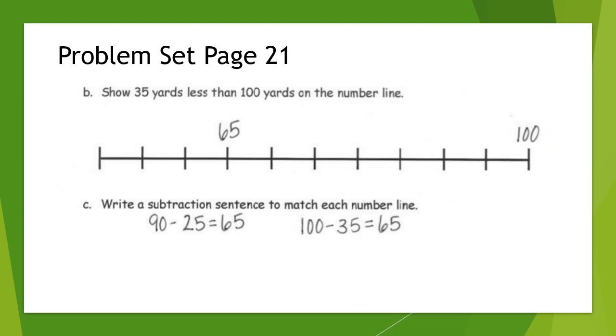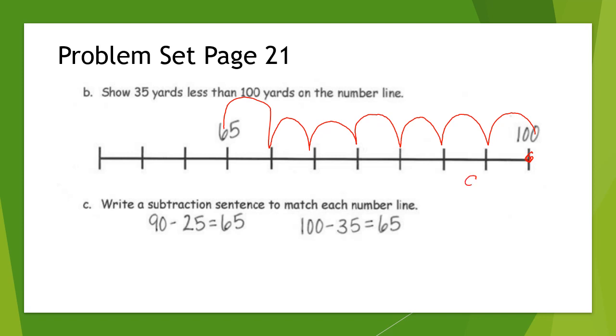Part B, show 35 yards less than 100 yards on the number line. Again, start at the opposite end for subtraction. Starting point is 100. Count down 35. 5, 10, 15, 20, 25, 30, 35. 100 minus 35 equals 65.